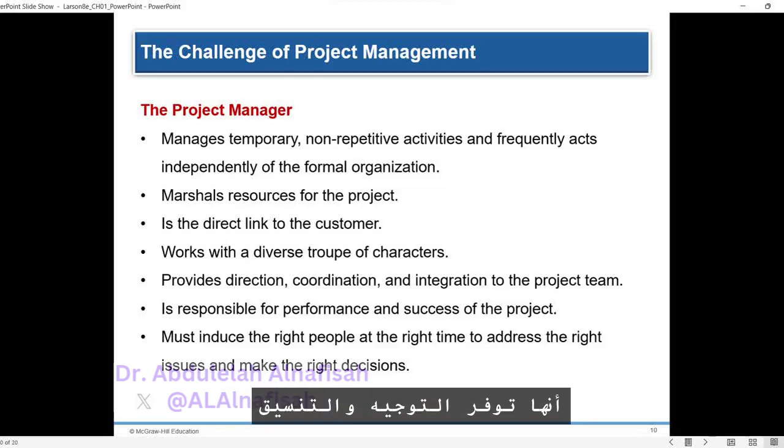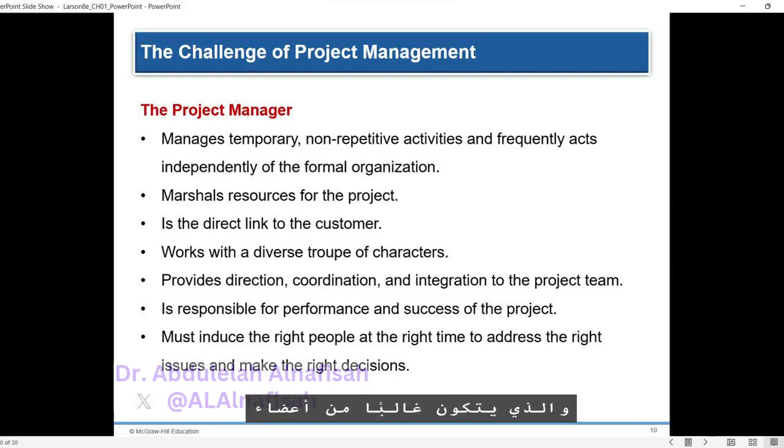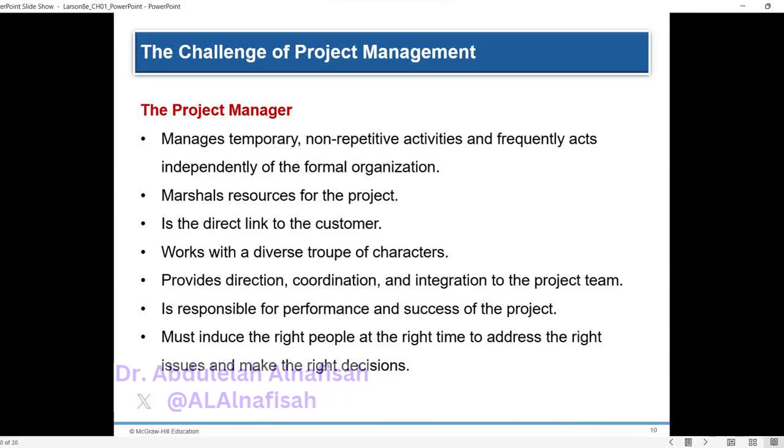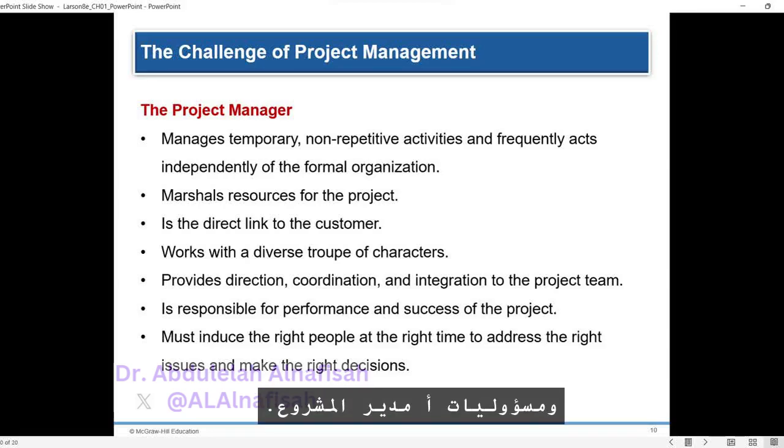They provide direction, coordination, and integration to the project team, which often consists of part-time members dedicated to their functional departments. Project managers also interact with external stakeholders, such as vendors, suppliers, and subcontractors, who may not share their project allegiance. Those points accurately describe the role and responsibilities of a project manager.